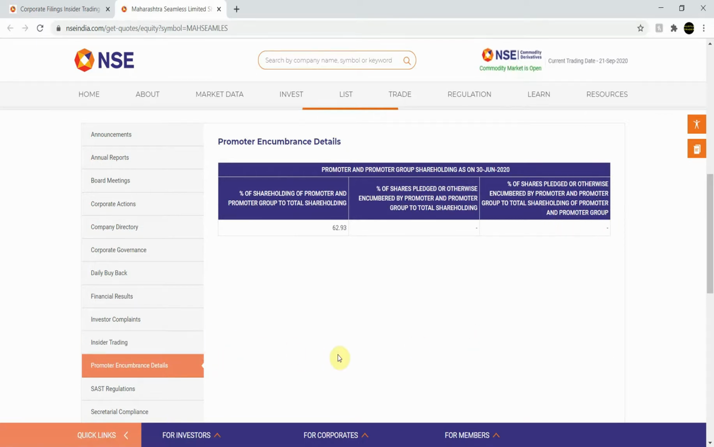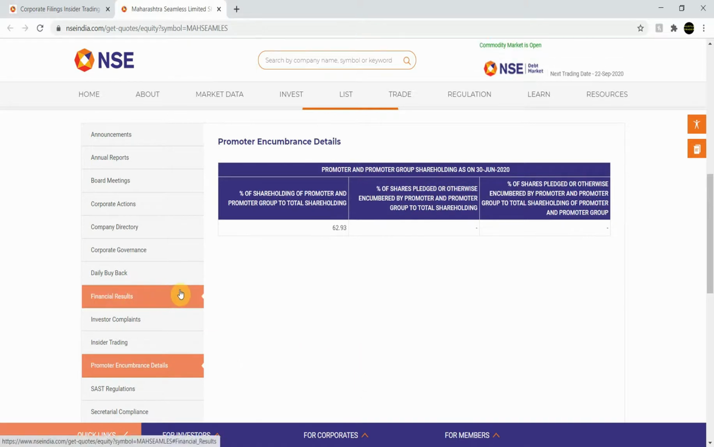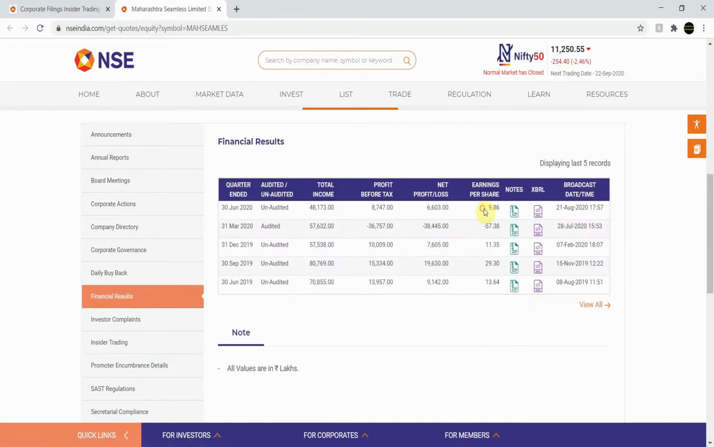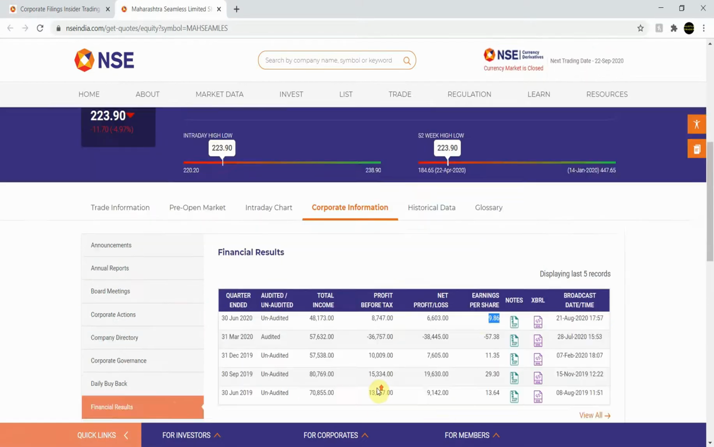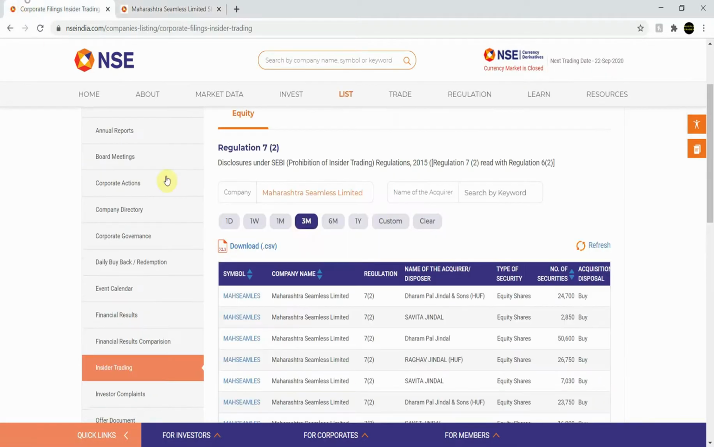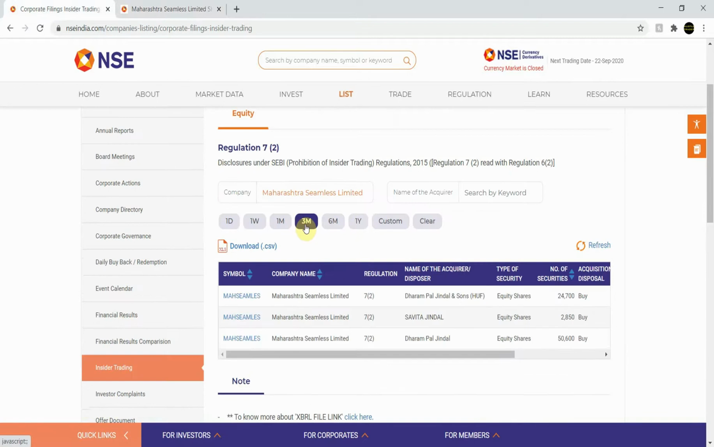So now we will move on to our final criteria, and that's an optional criteria, that is earnings per share, and we can view the earnings per share in the financial results tab. So I'll click on to financial results. Earnings per share is positive and it's 9.86. So what our next step is to download the 3 months insider trading report of Maharashtra Seamless Limited only. We can change the time frame from right here.